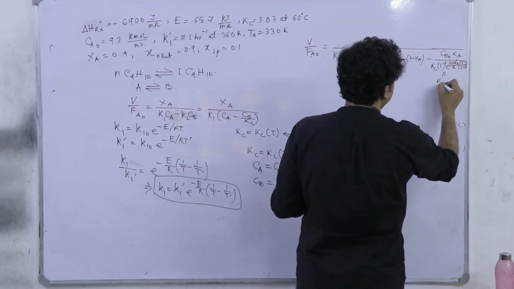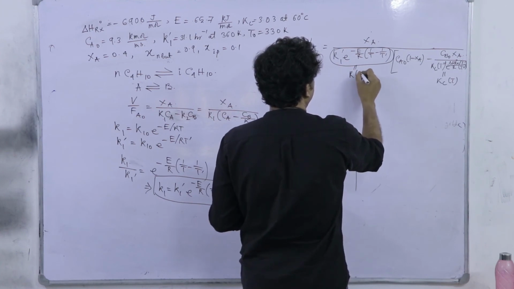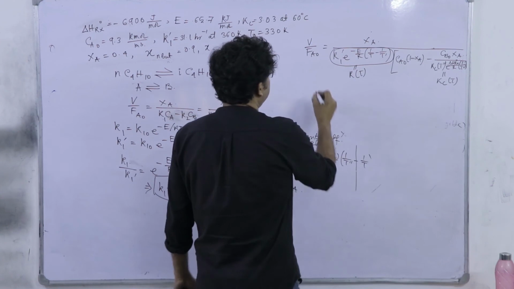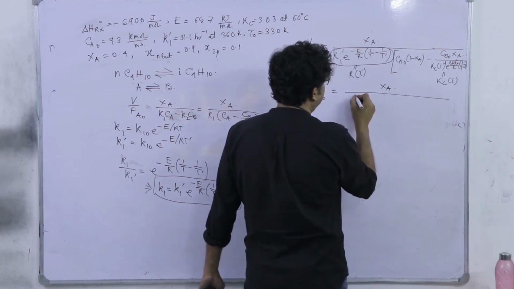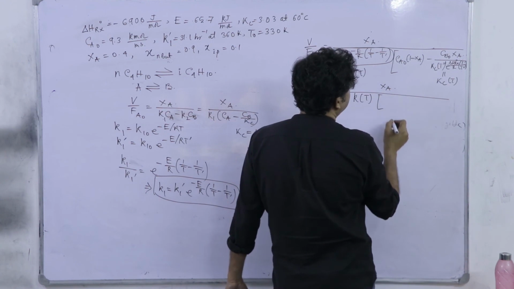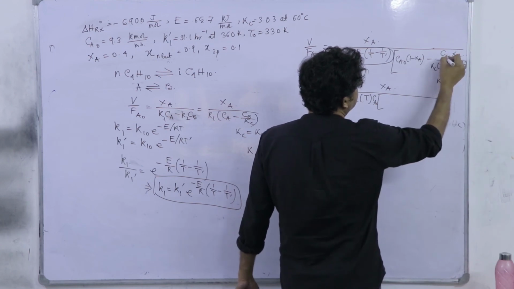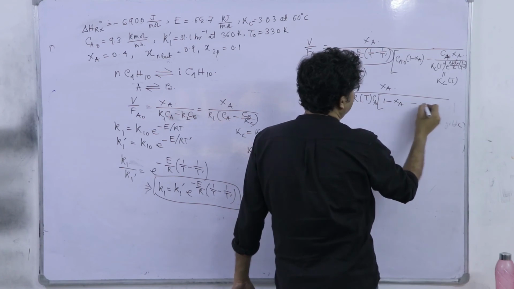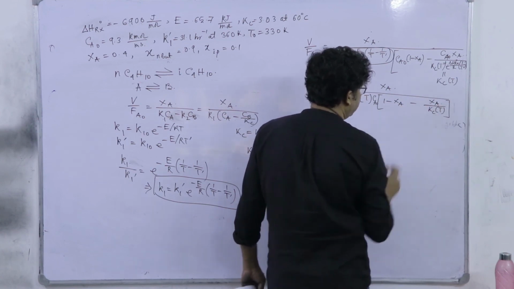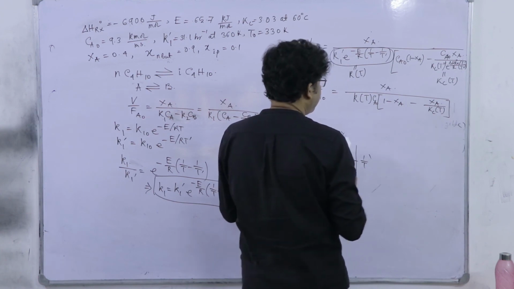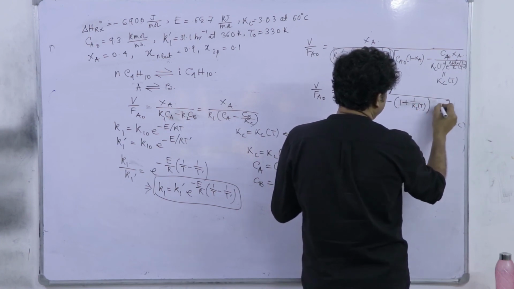So, this is in general basically a function of Kc as a function of T, and we can write this as a known function of T. So, V by Fa naught is equal to Xa divided by K as a function of T. Then we can take this Ca naught common, right? 1 minus Xa minus Xa divided by Kc as a function of T. And we can take this as 1 plus 1 divided by Kc as a function of T whole bracket into Xa.